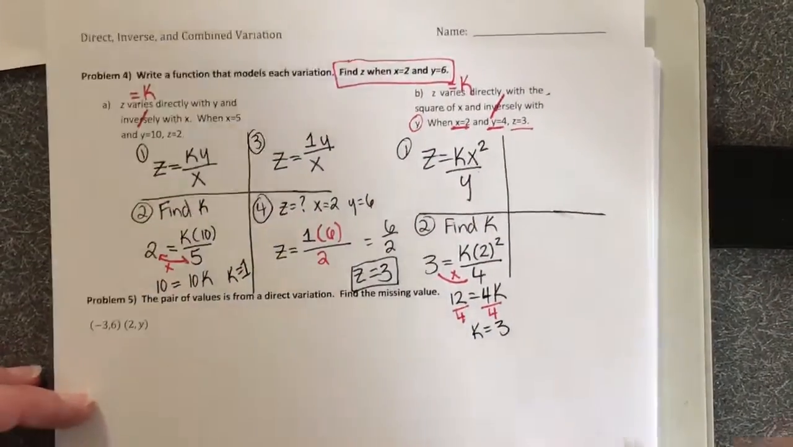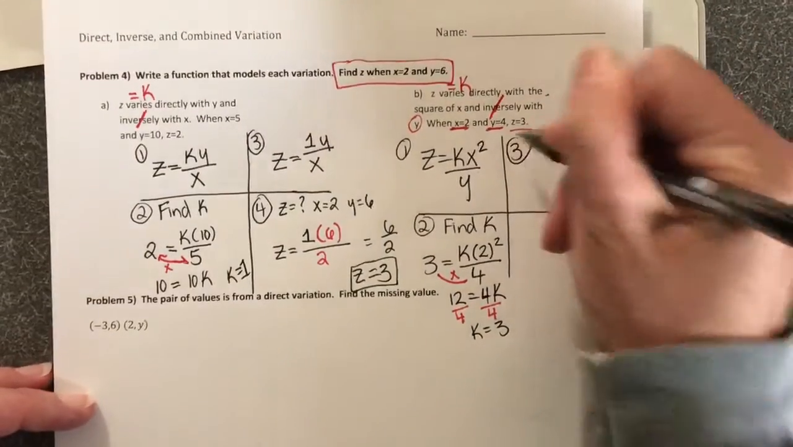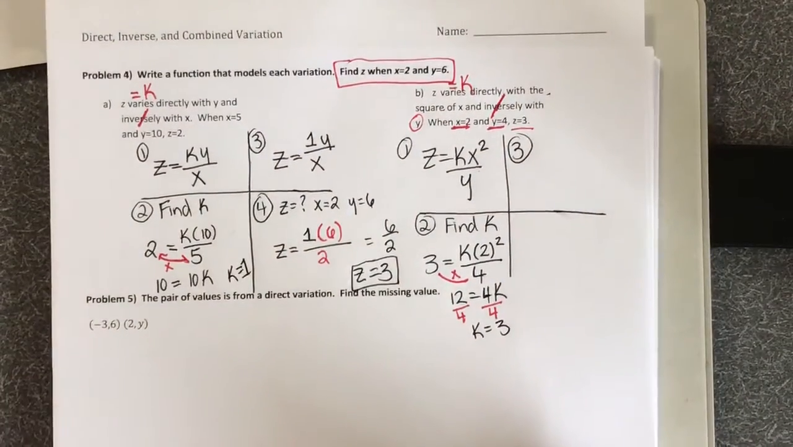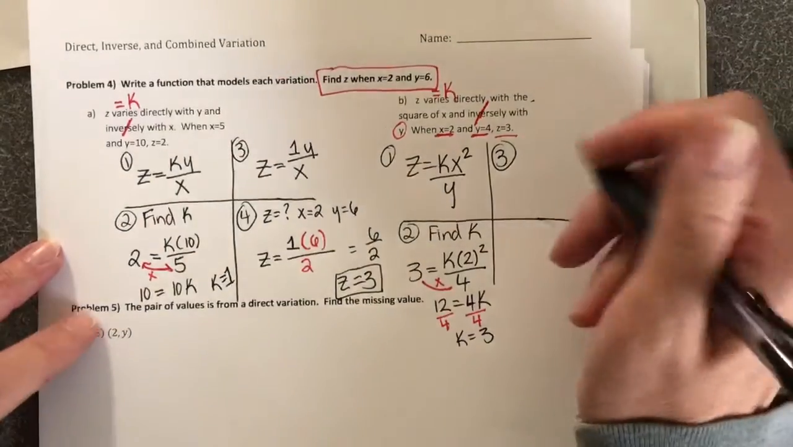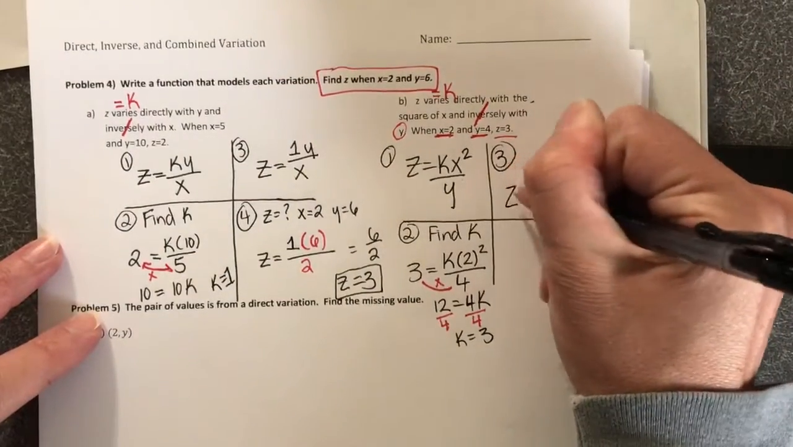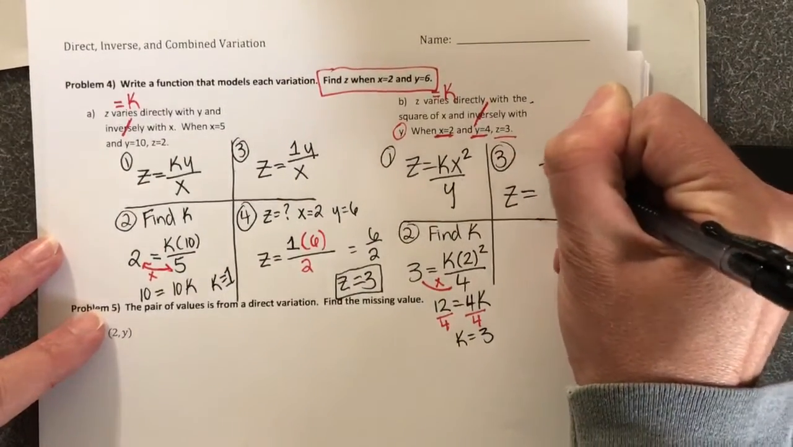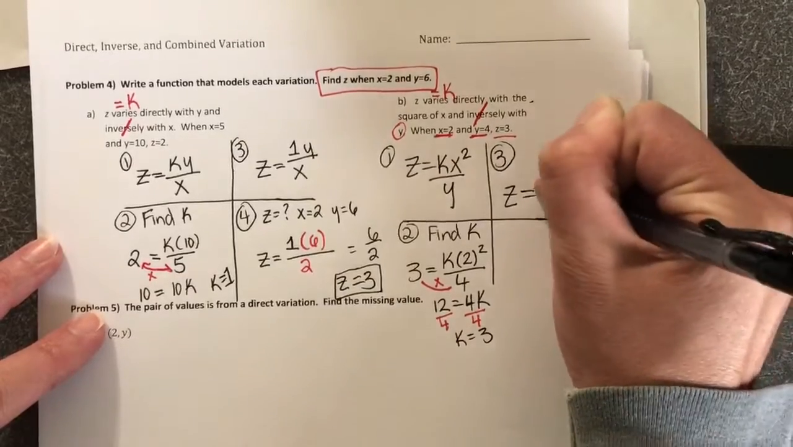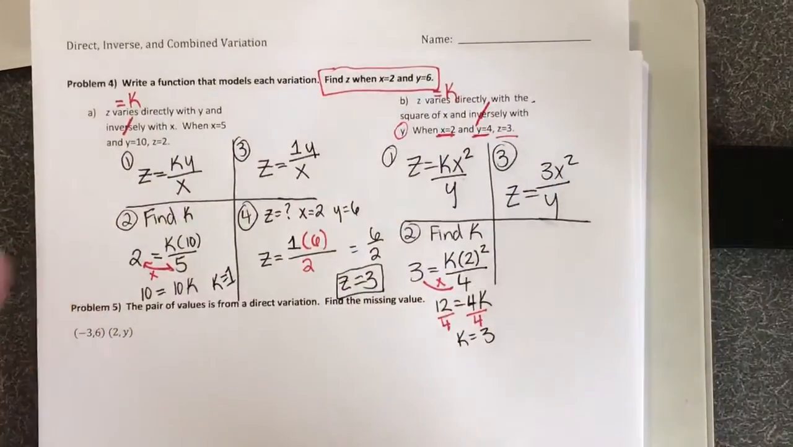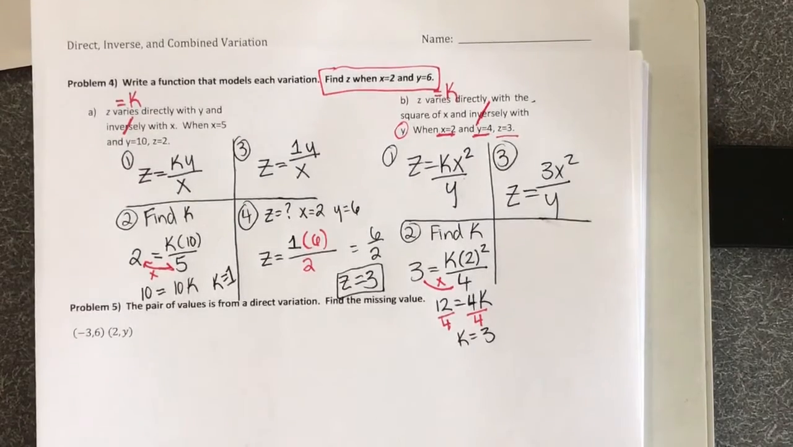So the next step, your function rule. And guys, don't skip step 3. If you do that, it's going to mess you up. So my final function rule: z equals 3x squared divided by y. So 3 is the constant. X, y, and z are your changing variables.